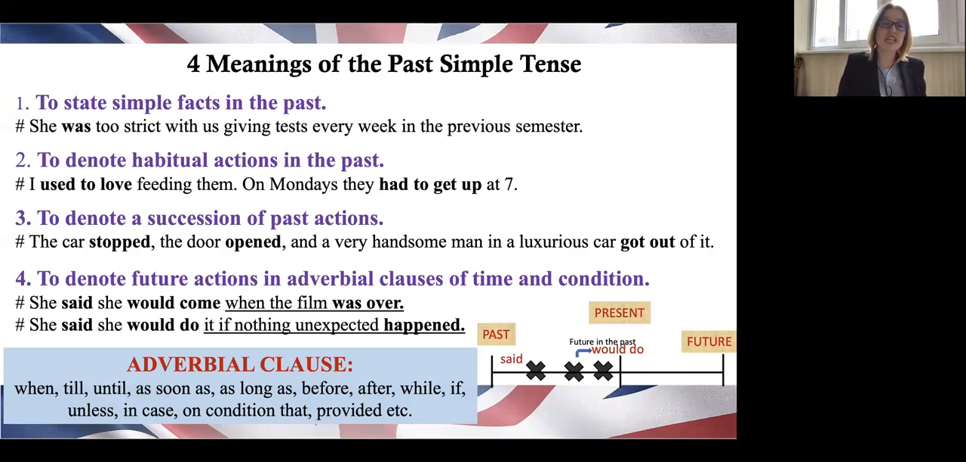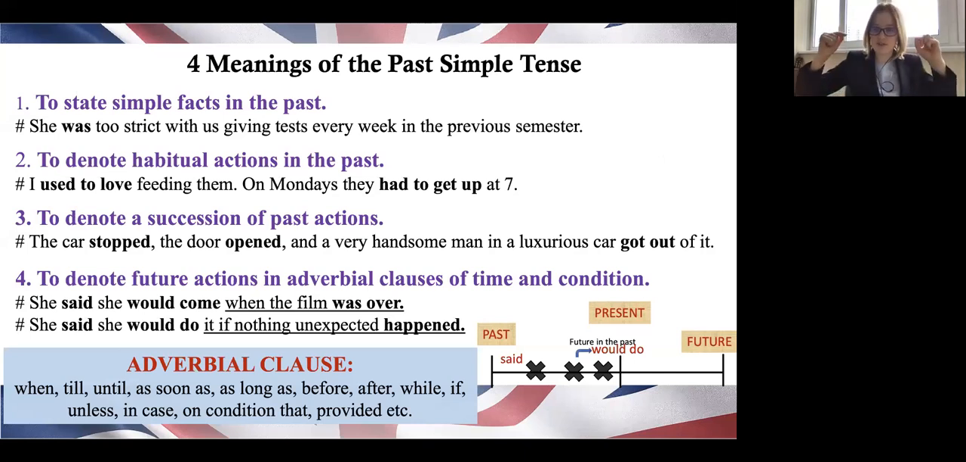Probably when we speak about the same actions, but in the past context, we use the past indefinite tense. We can say, I used to love feeding them. I mean, monkeys, I don't know, dogs, rabbits, or someone else. Maybe a person, maybe speaking of a baby, why not? Babies. On Mondays, they had to get up at 7. Had to get up is again the habitual action, but in the past.